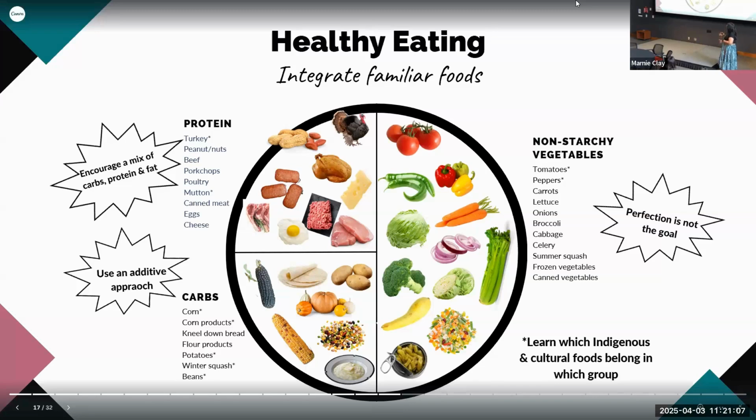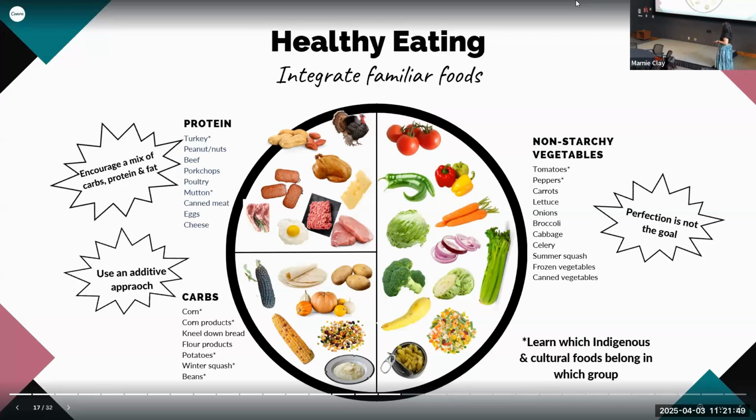Carbs, things like corn products, flour products, potatoes, winter squash, beans, pumpkin, those are going to be the carb foods. And then protein: turkey, peanuts, nuts, beef, pork chops. I always like to joke that pork chops is like our indigenous food at this point. Same with spaghetti, everybody eats spaghetti and pork chops. Mutton, canned meat like Spam. And I know some of us privileged people like to say don't eat Spam, but the reality is our communities eat Spam. So how do we use an additive approach with that? And then eggs and cheese as well.